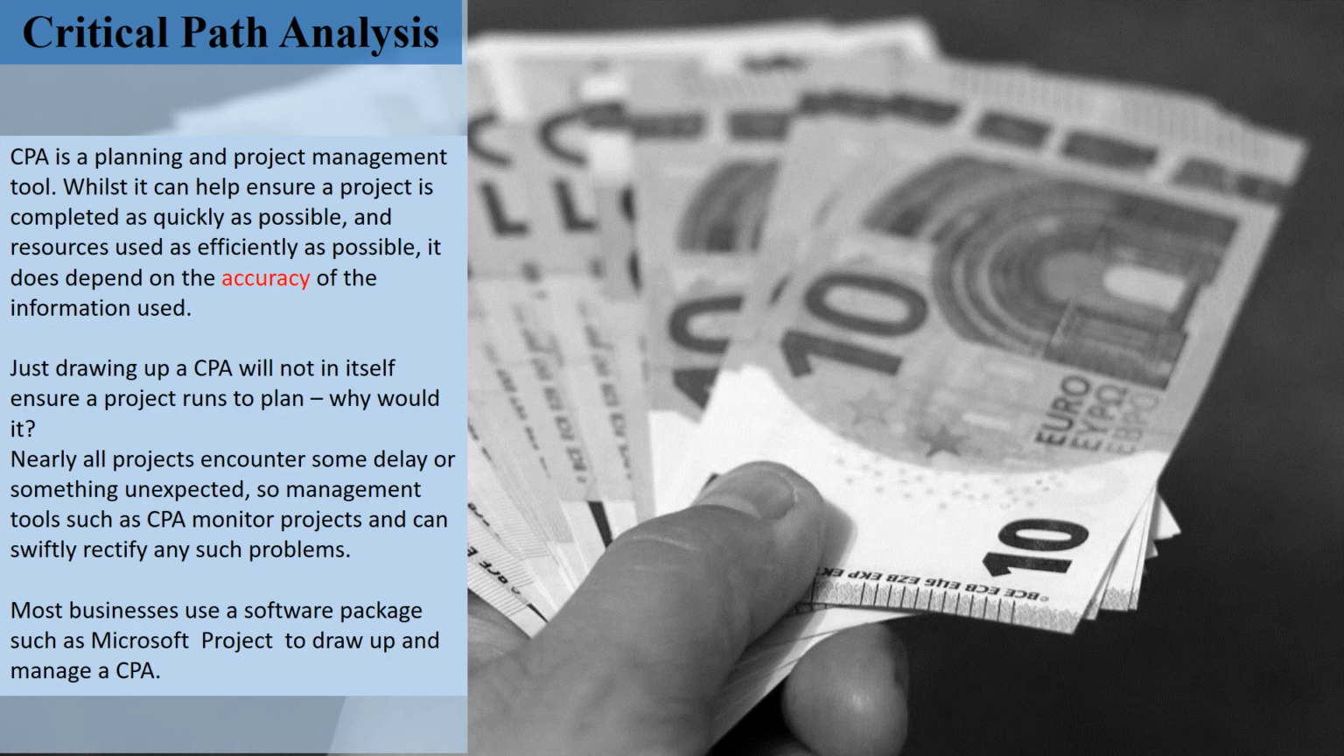So critical path analysis is a planning and project management tool. Whilst it can help ensure a project is completed as quickly as possible and resources used as efficiently as possible, it does depend on the accuracy of the information used. So obviously, it's only as good as the information provided. Just drawing up a CPA will not itself ensure a project runs to plan. Nearly all projects encounter some delay or something unexpected, so management tools such as CPA monitor projects and can swiftly rectify any such problems. Most businesses use software packages such as Microsoft Project to draw up a critical path analysis.